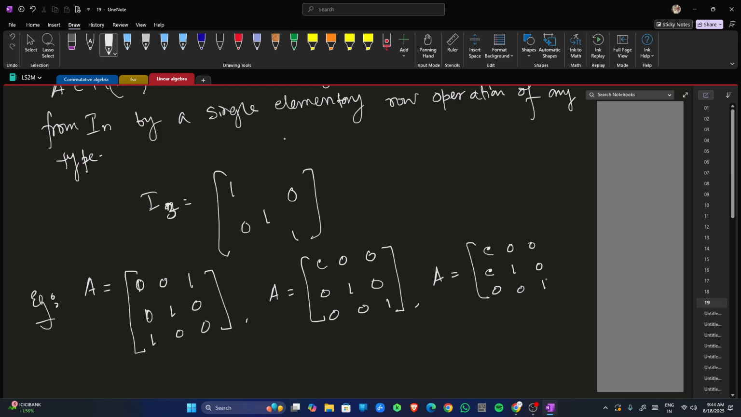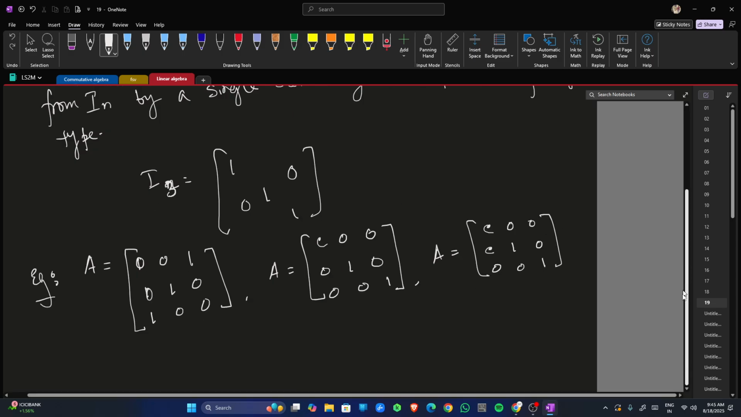Zero, zero, zero, zero, 1. I have added this row with this row. So this is an elementary row matrix. This is not an elementary row matrix. This is not an elementary row matrix. Multiply by some number here and add it here. Oh no, it's fine. Multiply this and then add this. No, it's fine. It is an elementary row matrix. I have multiplied it by some number and then added to this row, second row.